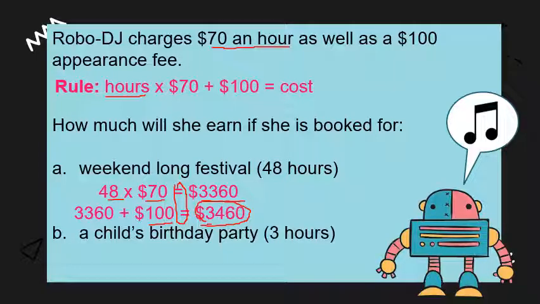Here, B, a child's birthday party is 3 hours. So I'm going to input my hours here into the hours section, multiplied by 70, which gives me 210, plus $100 gives me 310. So both of these events are charged at the same rate using the same rule. So this is another way of thinking about a pattern.